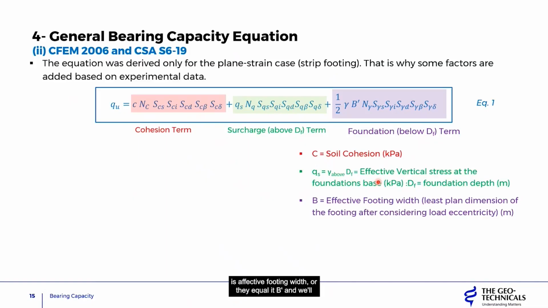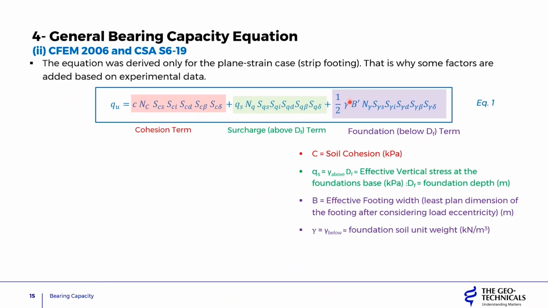B is the effective footing width, or they call it B prime, and we'll explain the meaning of prime later, but it's the foundation width for now. Just to be more specific, it's the smallest plane dimension of the footing after considering load eccentricity. Considering load eccentricity will give you B prime. So B prime usually equals the footing width B minus 2 times eccentricity. That's coming, but anyway, the footing width. If you don't have eccentricities, it's just B, okay? So that's B, the footing width.